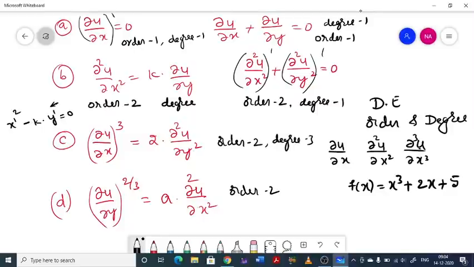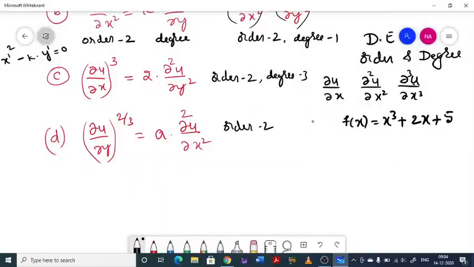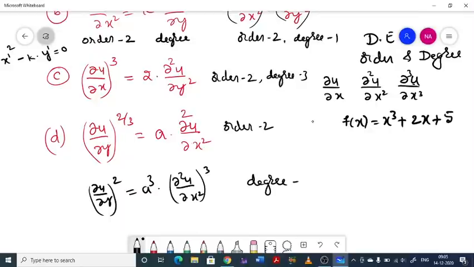Now come to this. You have fractional powers here. You have to raise the power 3 on both sides. So then it becomes what? If you raise power 3 on both sides, it becomes ∂u/∂y whole square equal to a cube into ∂²u/∂x² whole cube. So here the degree is 3.